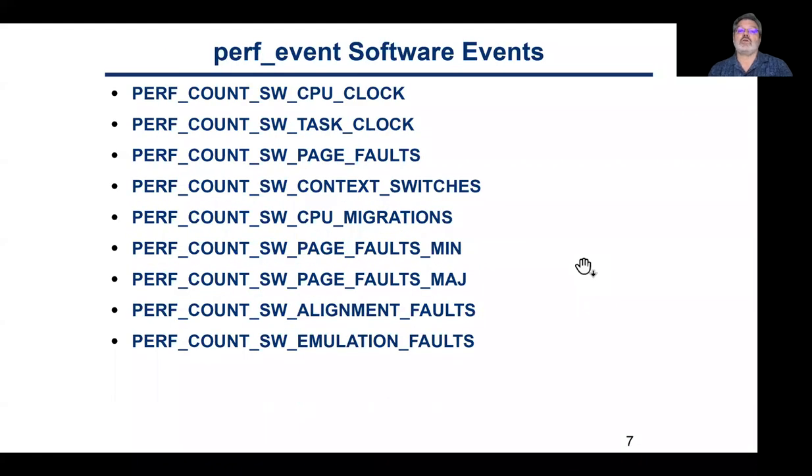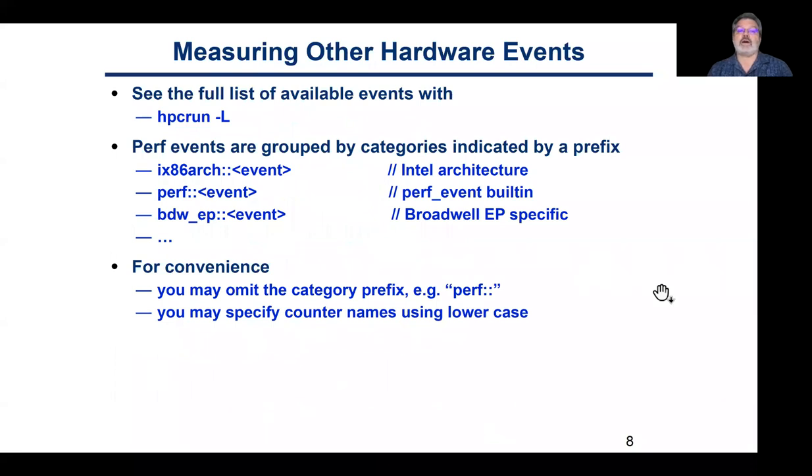So there's also some software events, and we can monitor these as well. And so perf exports all of these, so we can look at page faults and context switches, and when threads migrate from core to core. So all of these things you can monitor as well. In order to find out what you can actually monitor, you can say hpcrun -L, and it's going to give you a huge list of things, probably over 100.